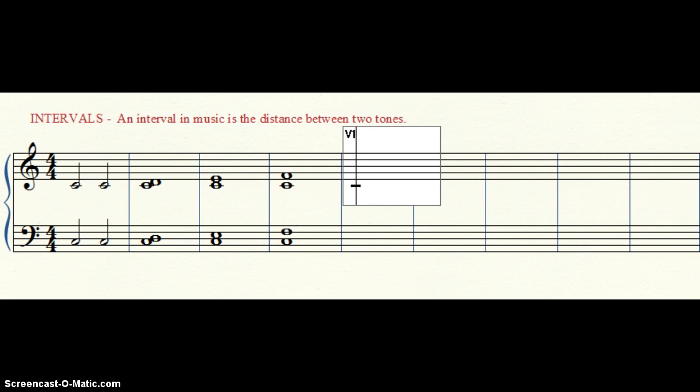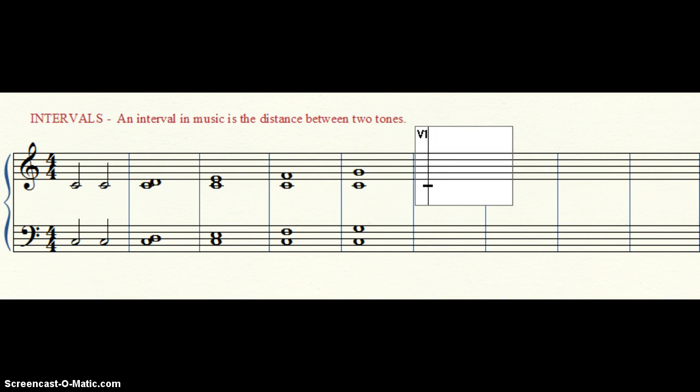Now we're going to look at the interval of a fifth. Start with a C, 1, 2, 3, 4, 5. C to G is a fifth. And in bass clef, we'll start with a C. C is 1, 2, 3, 4, 5. C to G is a fifth.